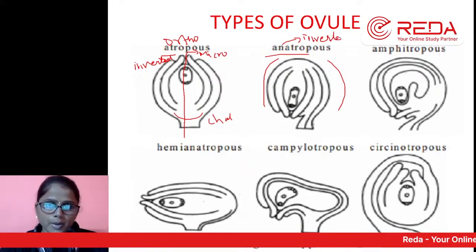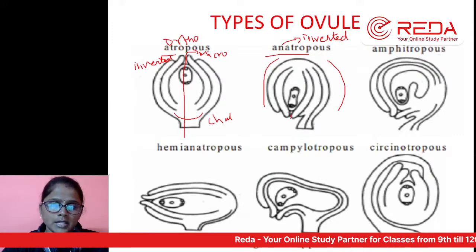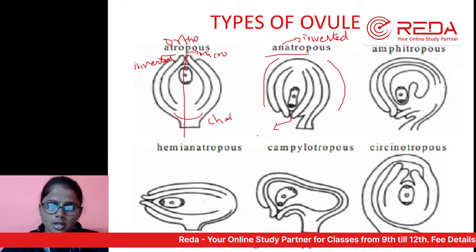So anatropous is the inverted type of ovule. You can see that the micropylar opening is present at the bottom.